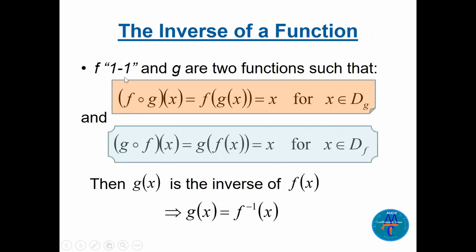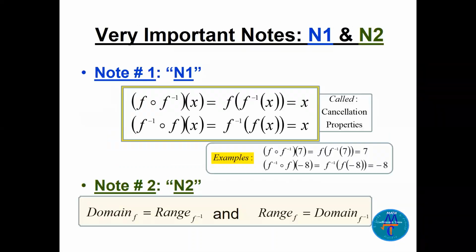Now, if we have a function f which is one-to-one, and then there is a function g such that f circle g, which is f of g of x, you know, this is composition, f of g of x is equal to x. And also g circle f of x, which is g of f of x, is equal to x, for x belonging to the domain of f here, and here x belonging to the domain of g. Then we can say that g is the inverse. So if you find the composition in both ways, f circle f inverse or f inverse circle f, in both cases, you should get only x.